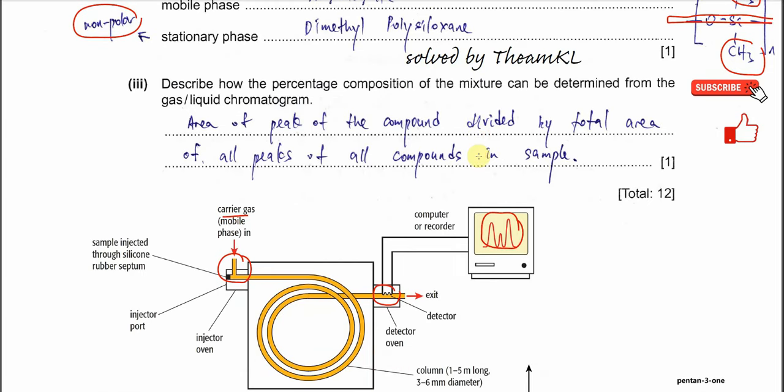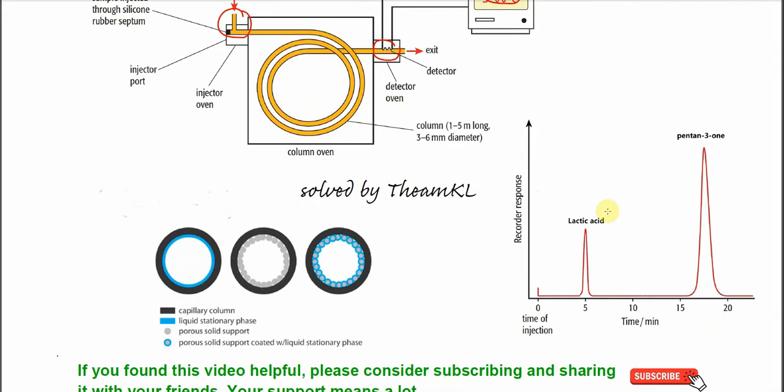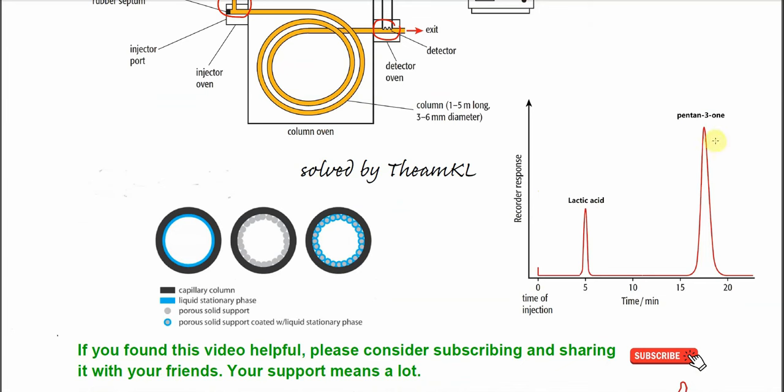Okay, now the last part. Describe how the percentage composition of the mixture can be determined from this GC. Percentage of composition means if, let's say, we want to know the percentage of some compound, how we identify that. So we use the area of the peak of the compound divided by the total area of all the peaks of all compounds in the sample. Let's say in this mixture we have lactic acid and pentanone, and we will know the area under the peak from the pentanone and the area of the lactic acid. Let's say we want to know the percentage of lactic acid, so we just calculate the area of this lactic acid over the total area of these two, times 100%. So we will know the percentage of the lactic acid inside the mixture.